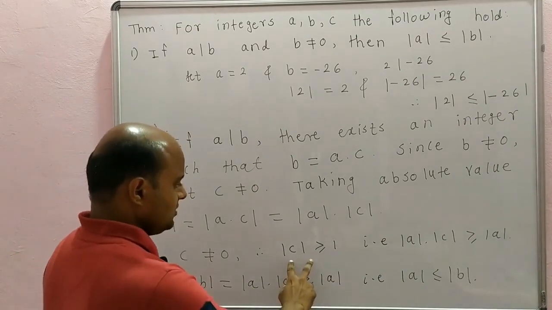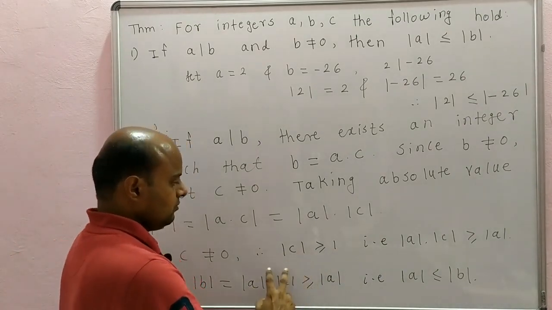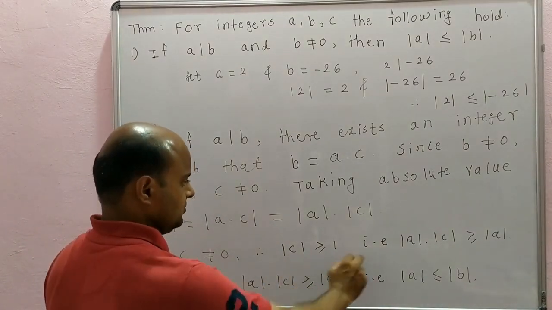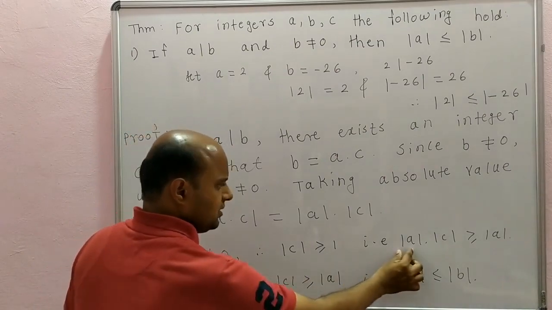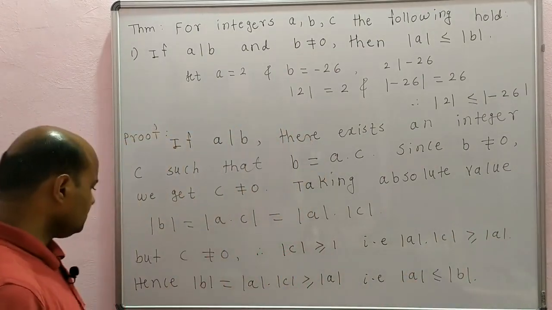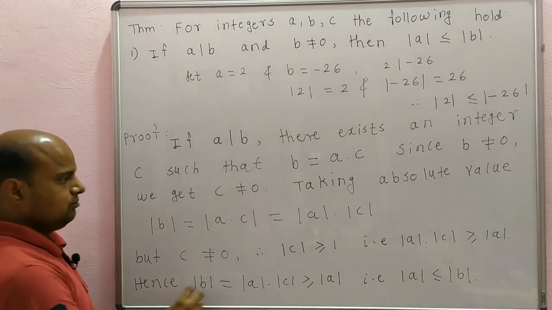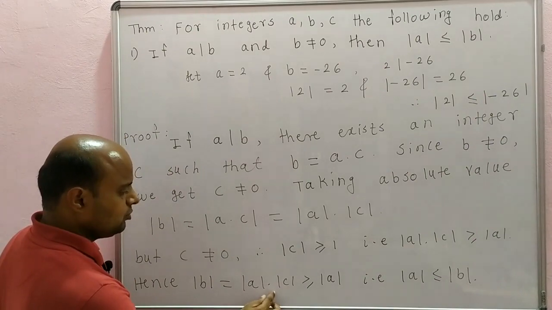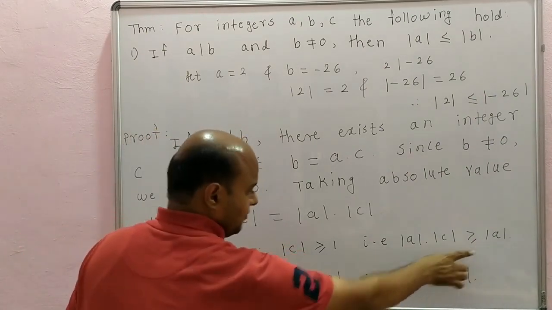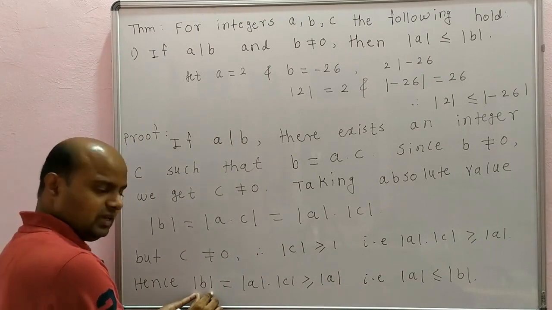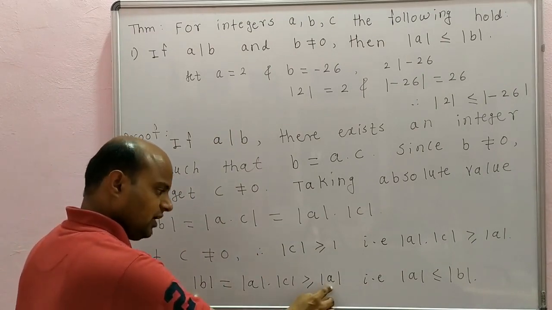Now we multiply this inequality by mod of a on both sides. Therefore, we will get mod of a into mod of c is greater than or equal to mod of a. Hence, mod of b is equal to mod of a into mod of c. But mod of a into mod of c is greater than or equal to mod of a. That is, see here, mod of b is greater than or equal to mod of a.